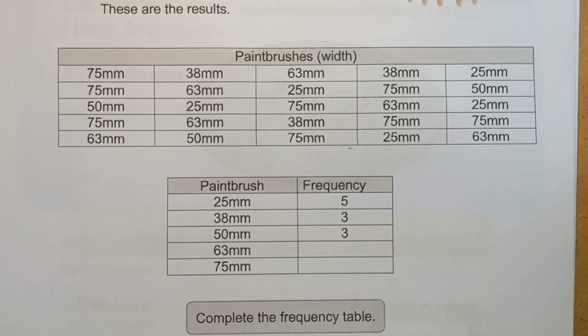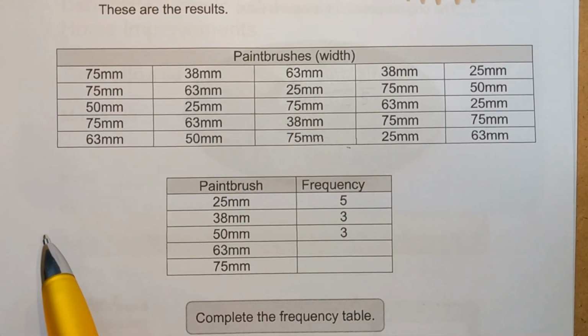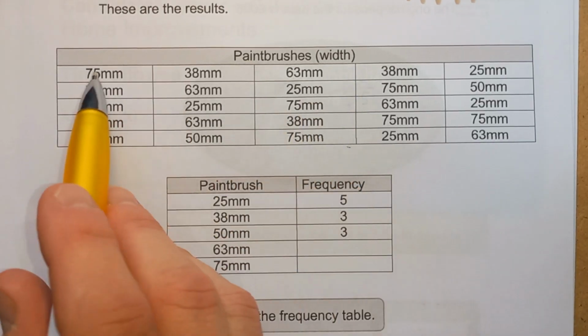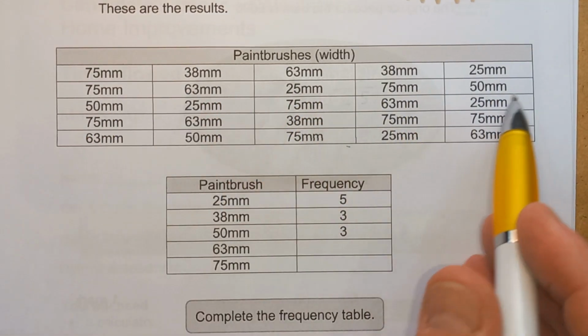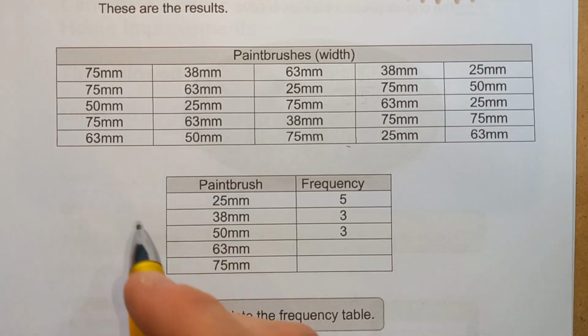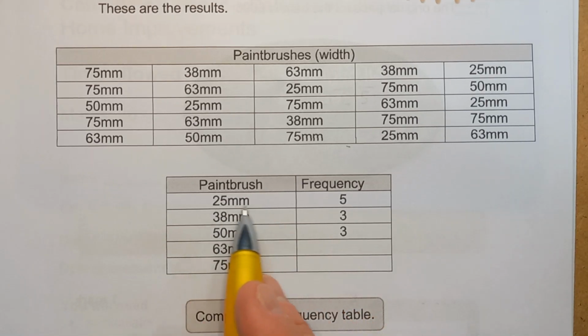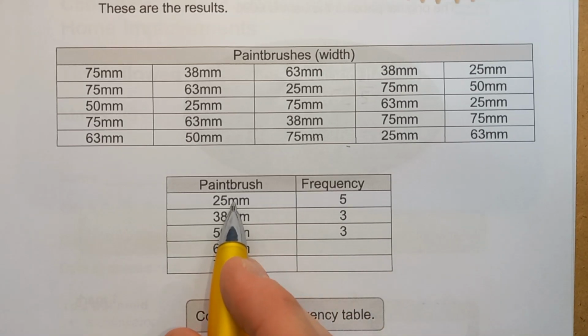Okay. So, he's got the widths of paintbrushes. One paintbrush was 75mm wide, one was 38mm, one was 63, so he wrote them all down. So now, we're going to count how many of them are 25mm, how many are 38mm, how many are 50. Well, they've already done some for us, but I'm going to check so we can see where they got their numbers from. So how many are 25mm?